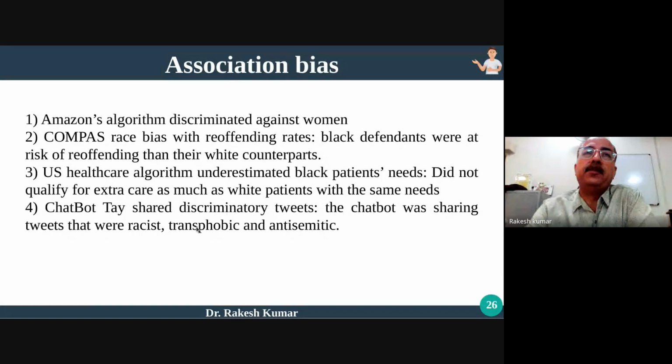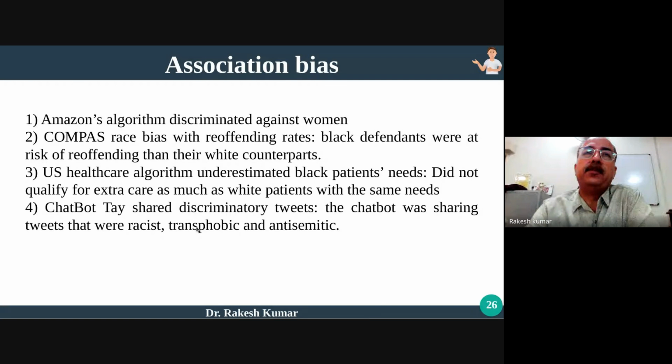These are real life examples. Whenever there is some intelligent program, in order to learn, we have to provide it the data, and sometimes there is bias in the data. If I am training the machine using data which is of mostly white people, it will be biased against Black people also, right?